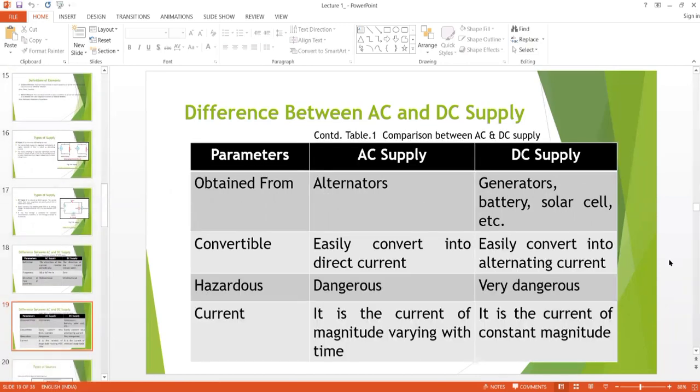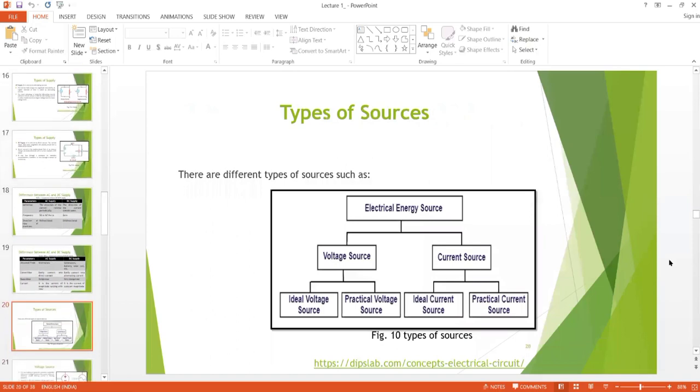Okay, obtained from alternators, AC supply, DC supply applied to generators, sajators. Yes, DC is very, very dangerous. Okay, so that we discussed. So we also discussed the type of sources.